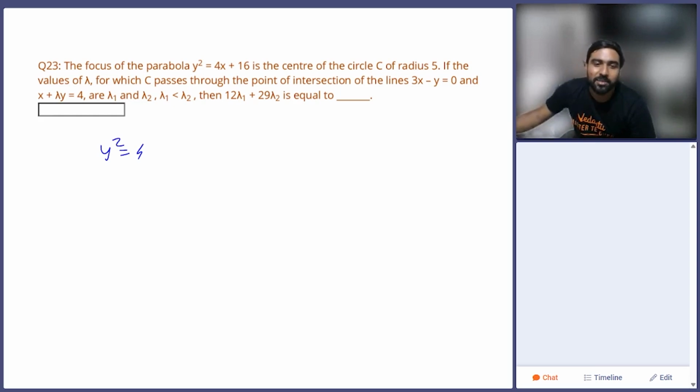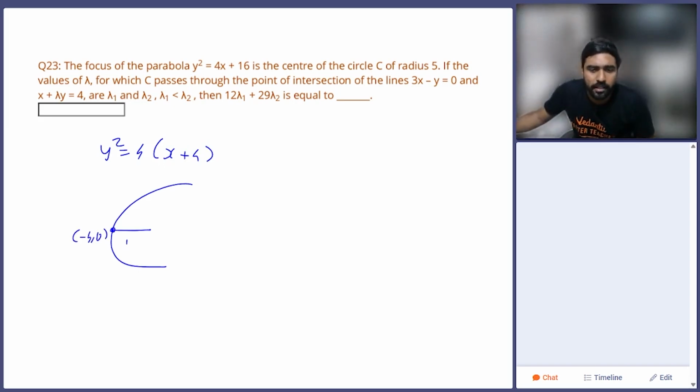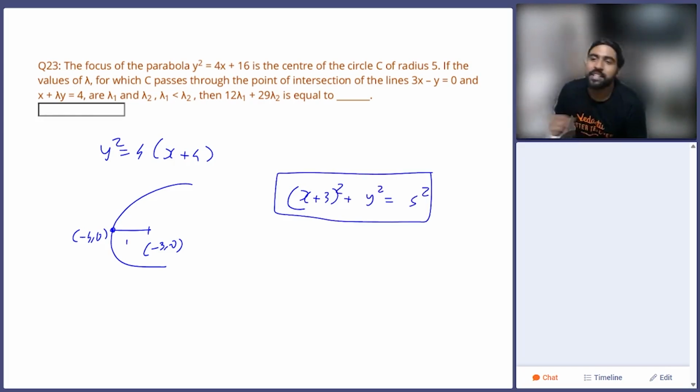So I can write this as y square equal to 4 into x plus 4. So this means the vertex will be at the point minus 4 comma 0. That means the focus, after coming 1 unit to the left, will be at the point minus 3 comma 0. So the circle has the center at minus 3 comma 0 and radius 5. So that's (x plus 3) the whole square plus y square equal to 5 square. This will be the equation of the circle.